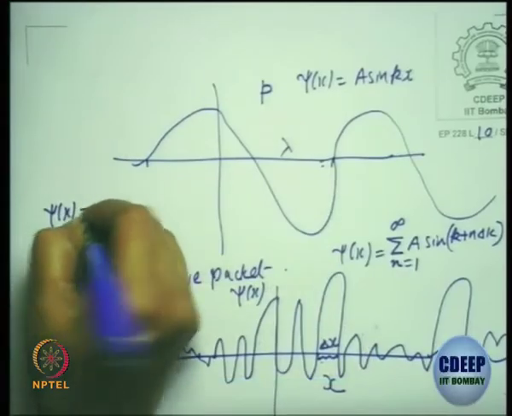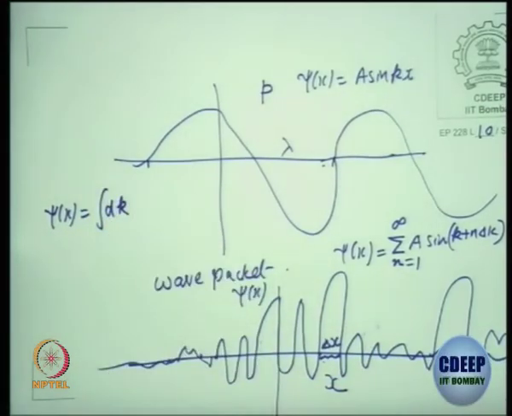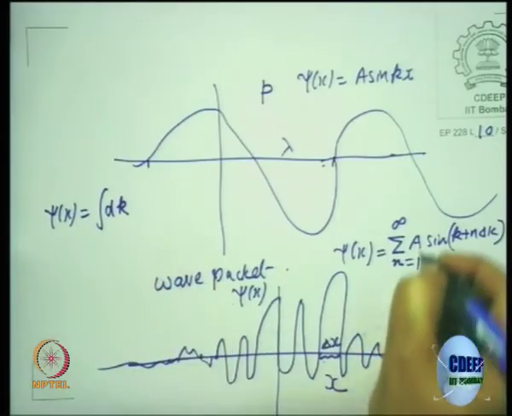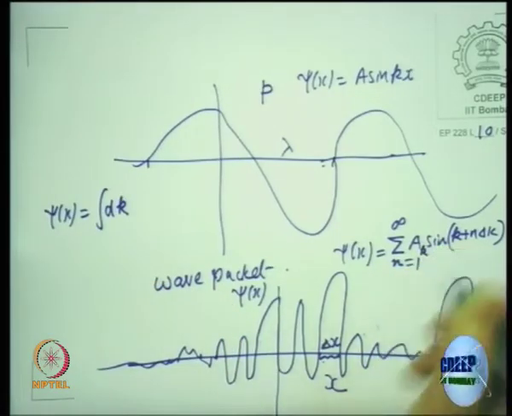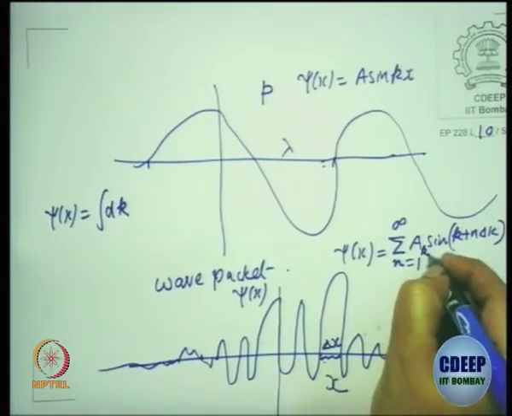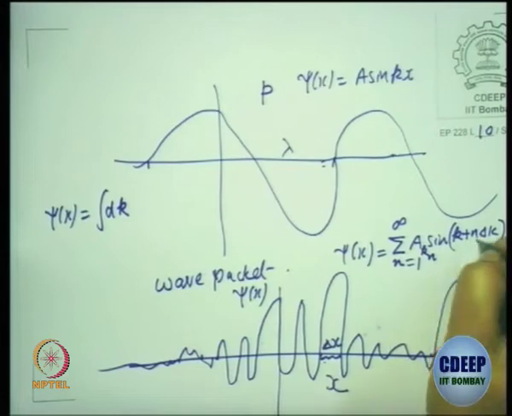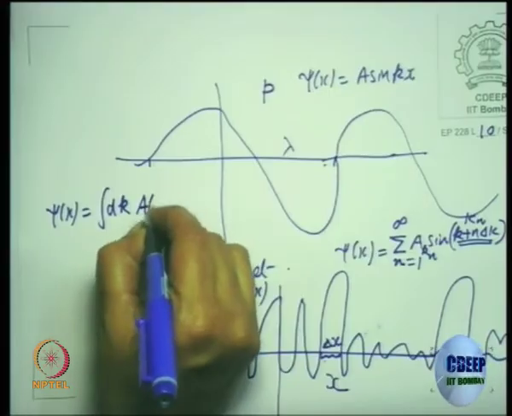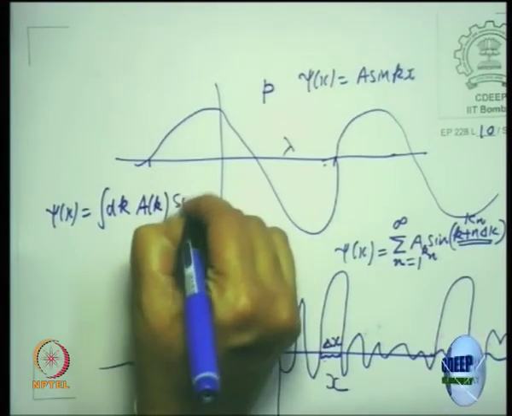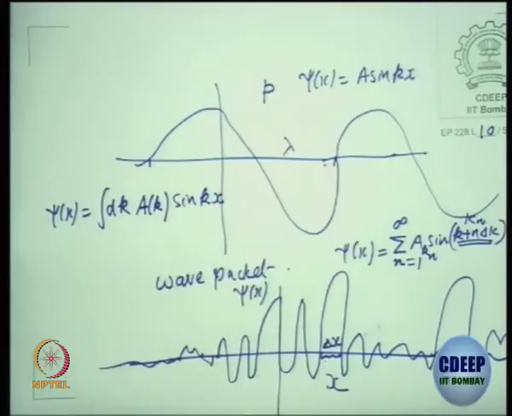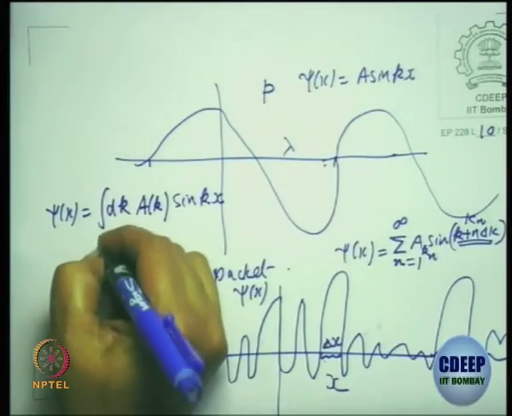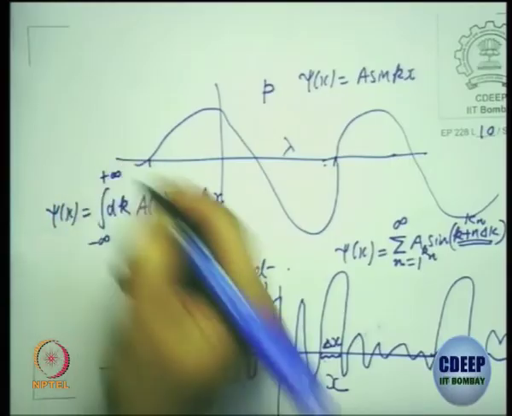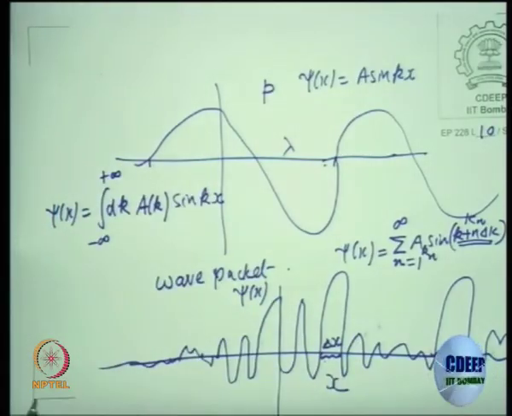So, how will you do the integration? Psi of x, formally I can write it as an integral over dk. Then even this amplitude could be a function of k, kn, if you want to keep a subscript. So, you could have an amplitude which is dependent on k, and you can have a sin kx, going from some limit, if you want, from minus infinity to plus infinity. So, this is what we have been doing, but we are doing a little bit more.